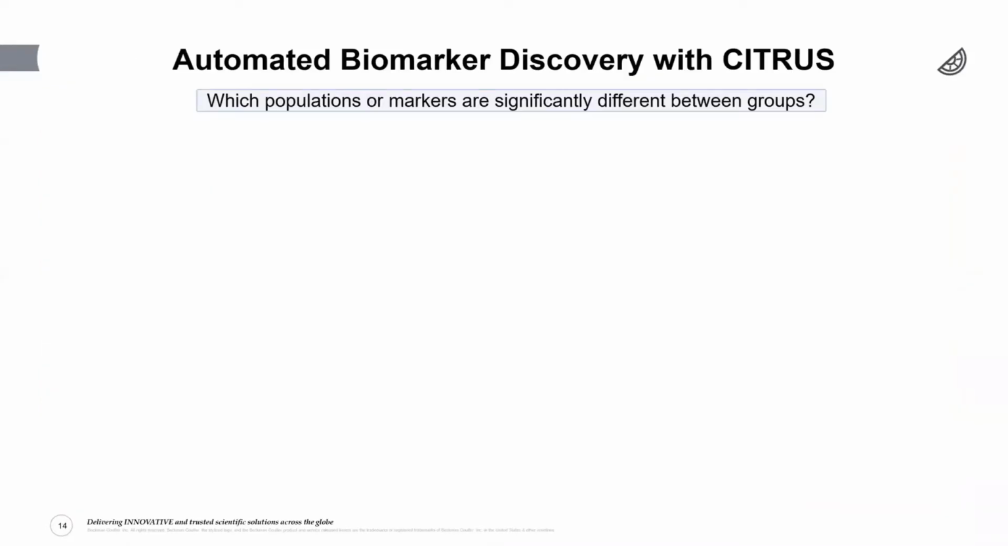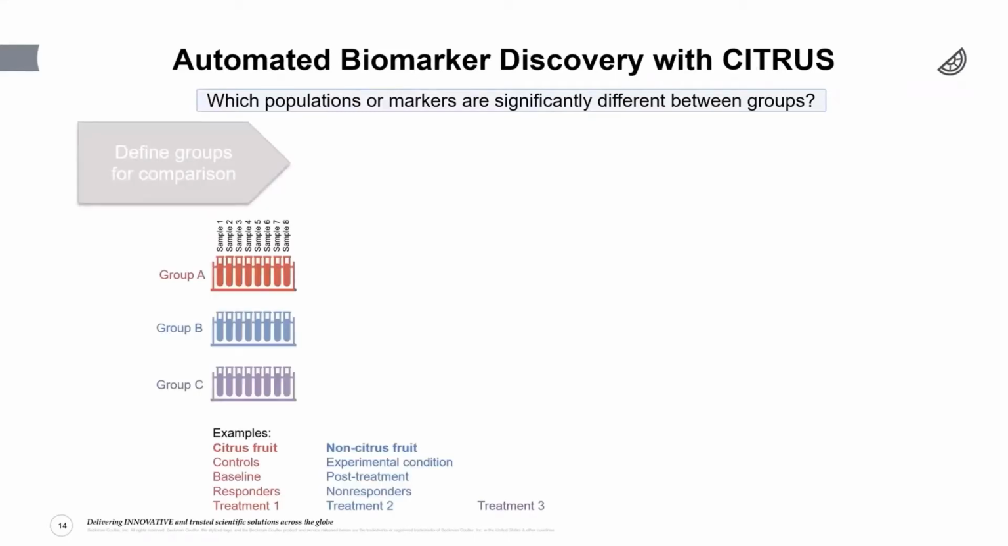So here's the high-level view of the steps performed by the user and by Citrus to discover significant biomarkers. First, you have to assign groups to your FCS files in Cytobank. This can be 2 or more groups that might correspond to citrus fruit versus non-citrus fruit, controls versus an experimental condition, baseline versus post-treatment, responders and non-responders, or even 3 different treatments.